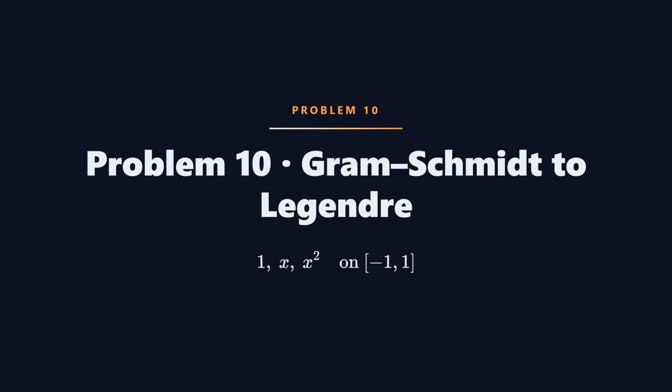Problem 10. Gram-Schmidt doesn't care whether the vectors are arrows or polynomials. Orthonormalize 1, x, x squared under the integral product. You'll rediscover the Legendre polynomials. Pause and try.